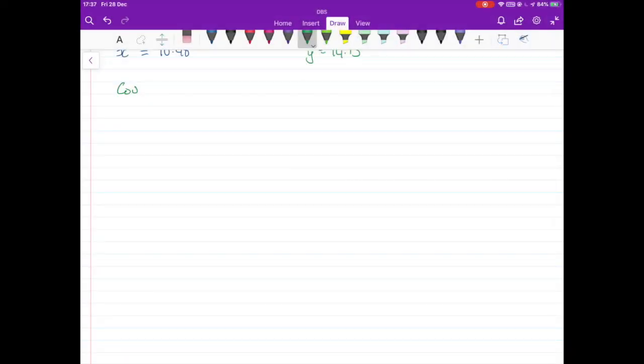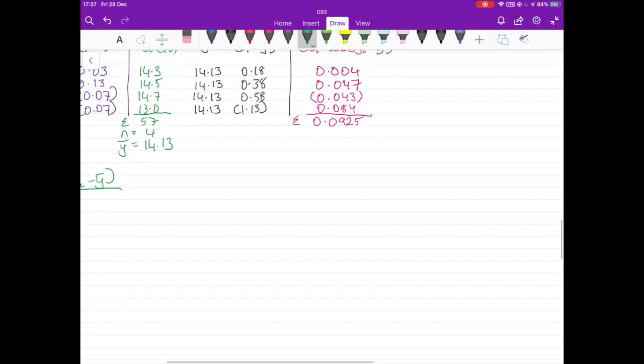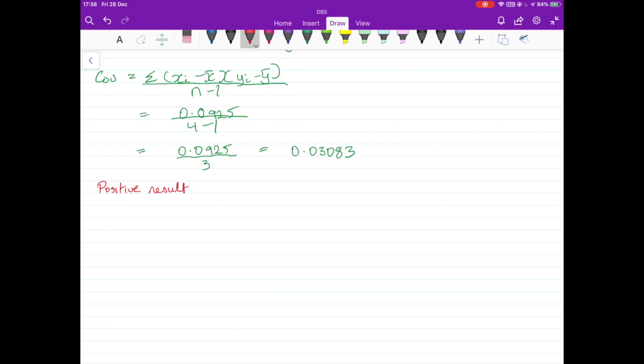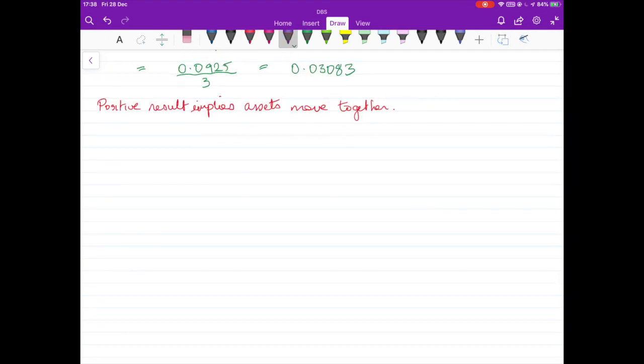And so once we've added all of those up and we have those values, what we need to do then is divide that by n minus 1. So we take that value and write it down in here, 0.0925 divided by 4 minus 1, which is 3. And that gives us a final value then of 0.03083, which, as it's a positive result, the implication there is that the assets move together.